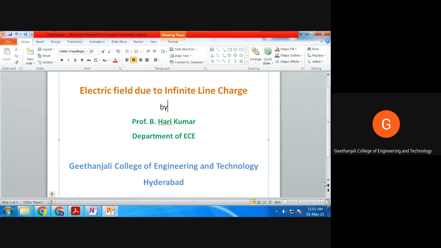This class. Today we are going to discuss the electric field due to an infinite length line charge. And we are going to obtain the electric field intensity in cylindrical coordinates. That means basically in terms of rho, phi and z.